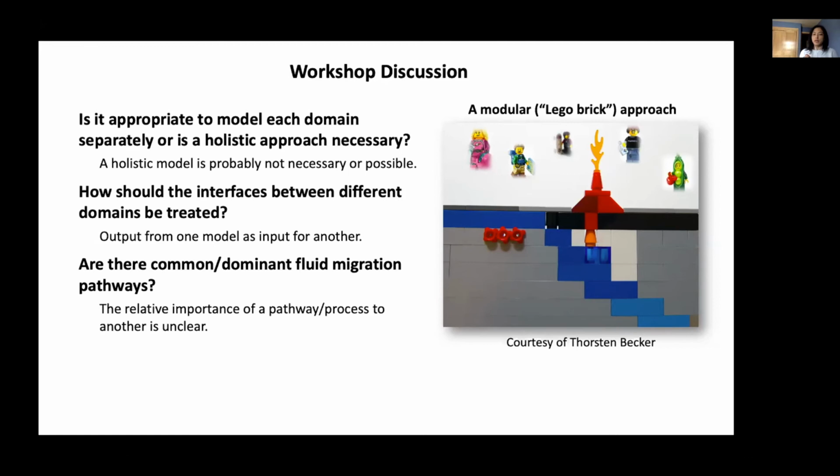In studying this, using this type of approach, it will be useful to know if there are common or dominant fluid migration pathways. So we wanted to see if the participants saw some common pathways, and there were some that people generally agreed on, but it was difficult to know which process or which pathway is more important. Basically, we can't compare currently available models to assess this because of different assumptions and parameterizations that are being used. So that is another challenge that we face in understanding fluid migration.